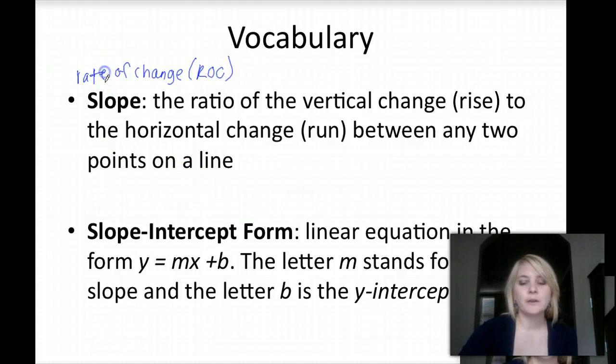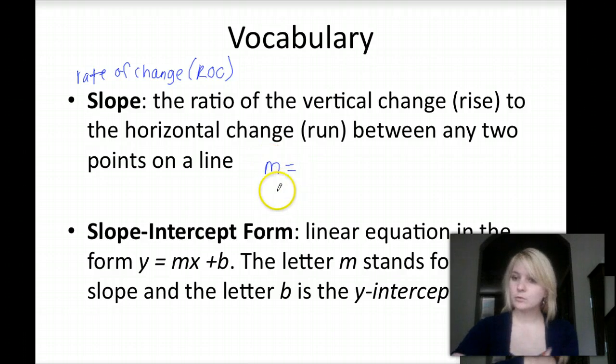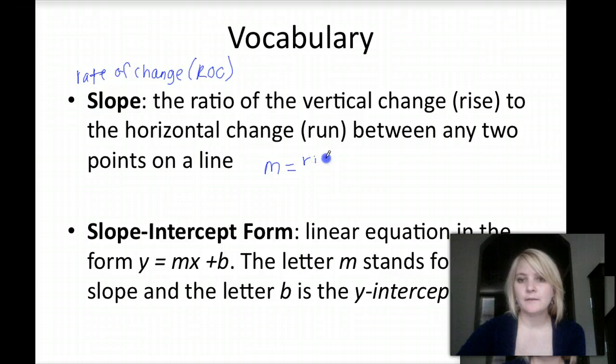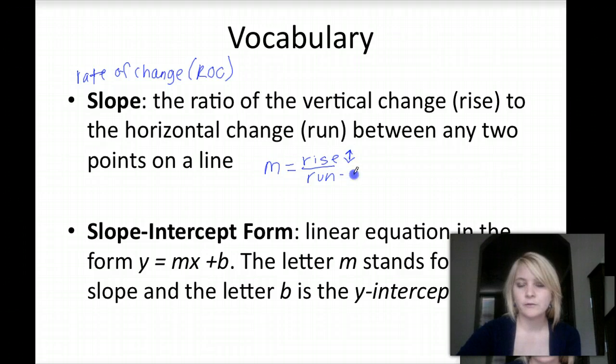So slope, or rate of change, is the ratio of the vertical change, which is rise, over the horizontal change, your run, between any 2 points on a line. A lot of times we represent slope with the letter M, and you'll see that written as rise over run. So it's your vertical change over the horizontal change between 2 points.